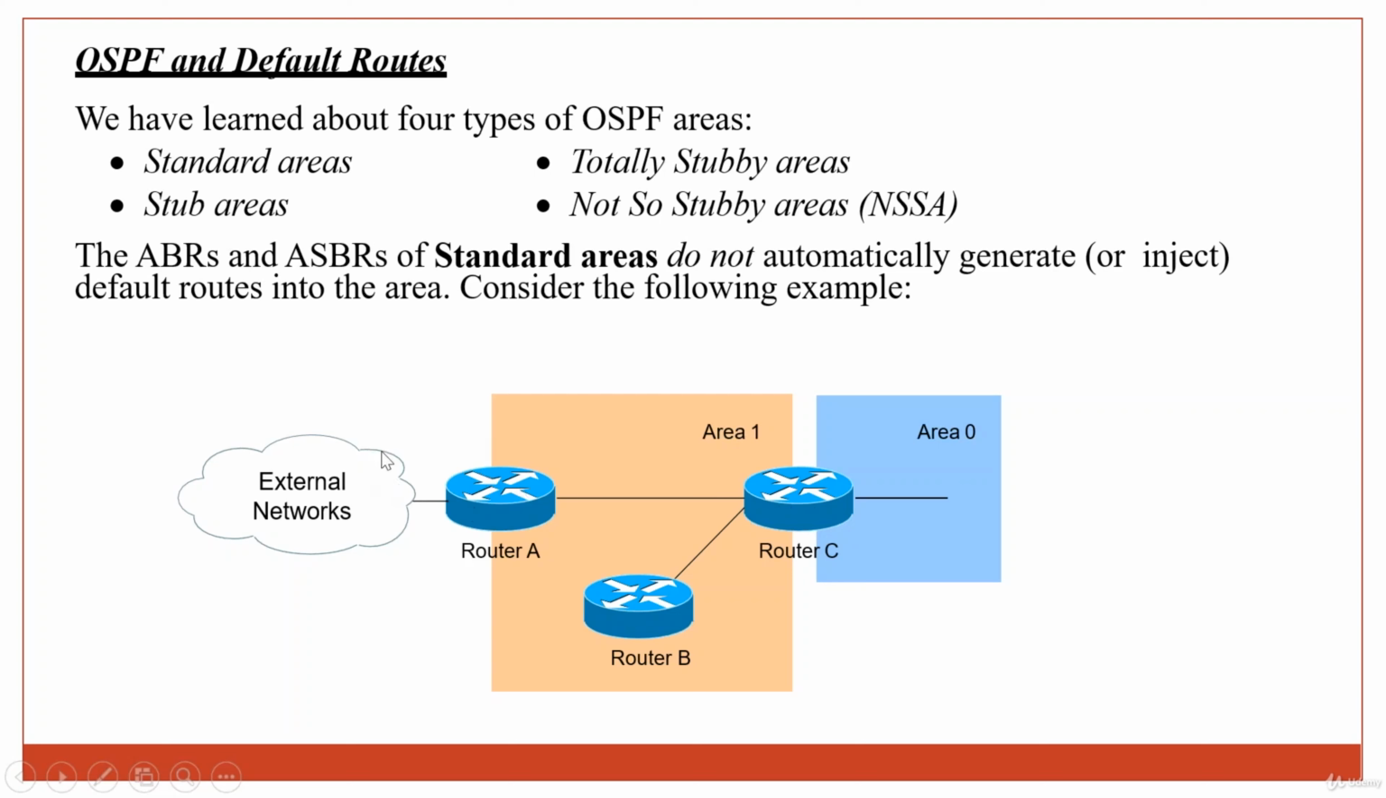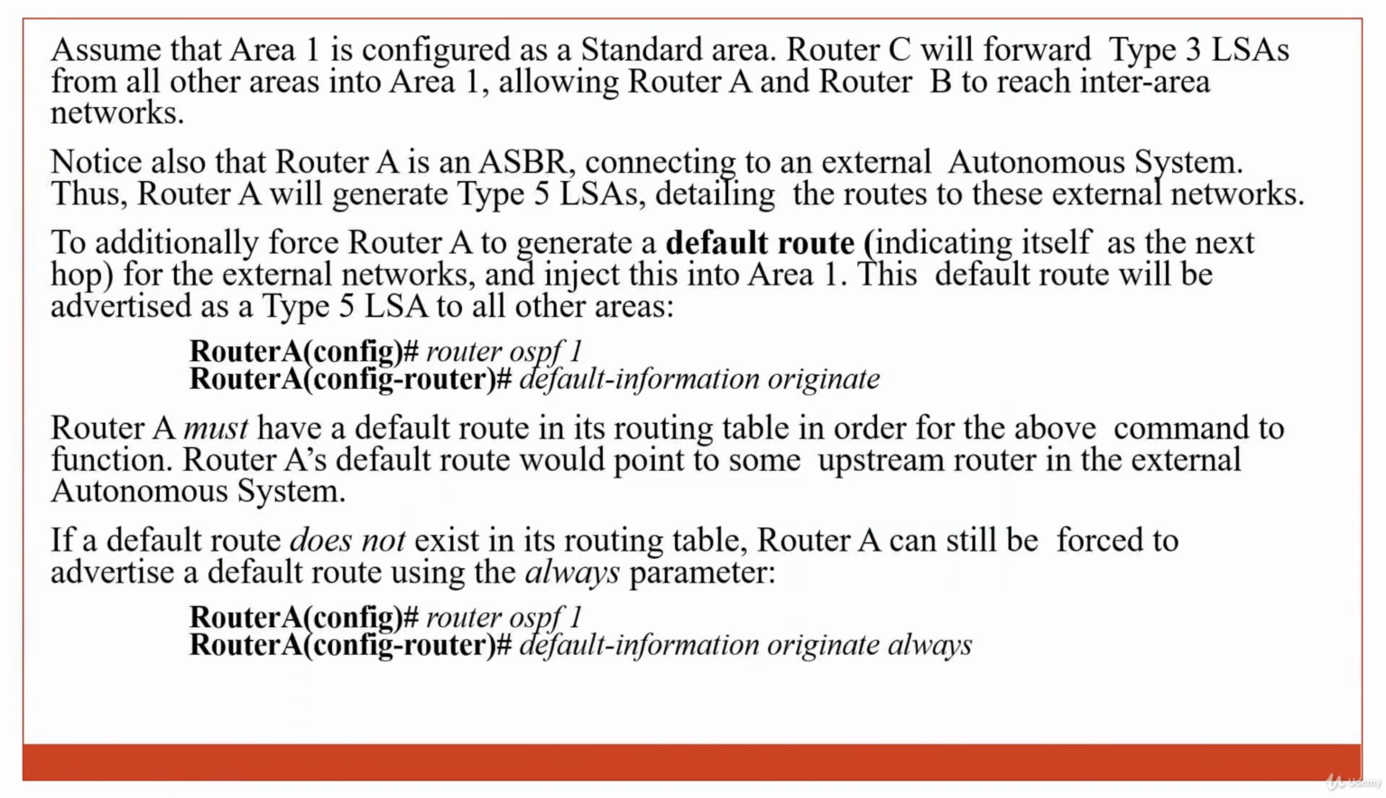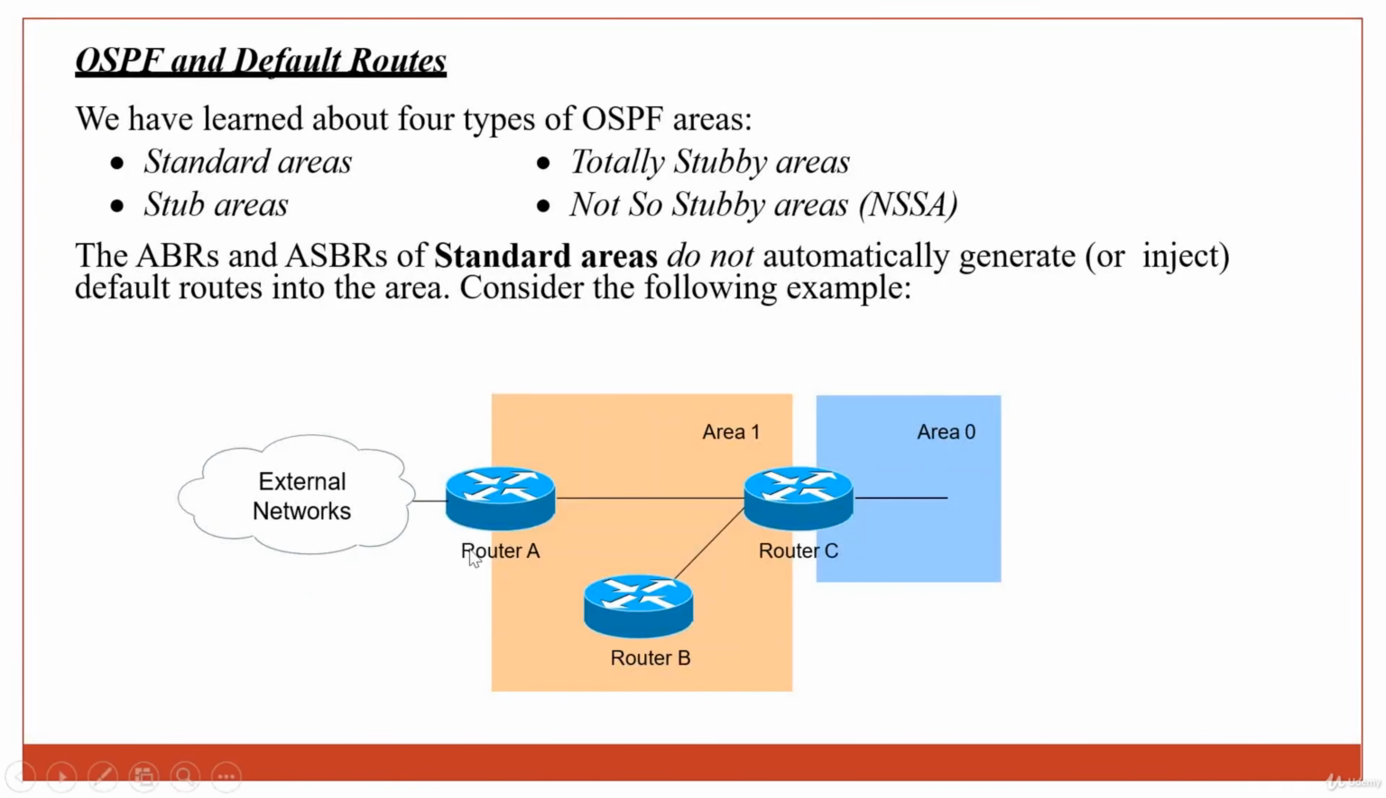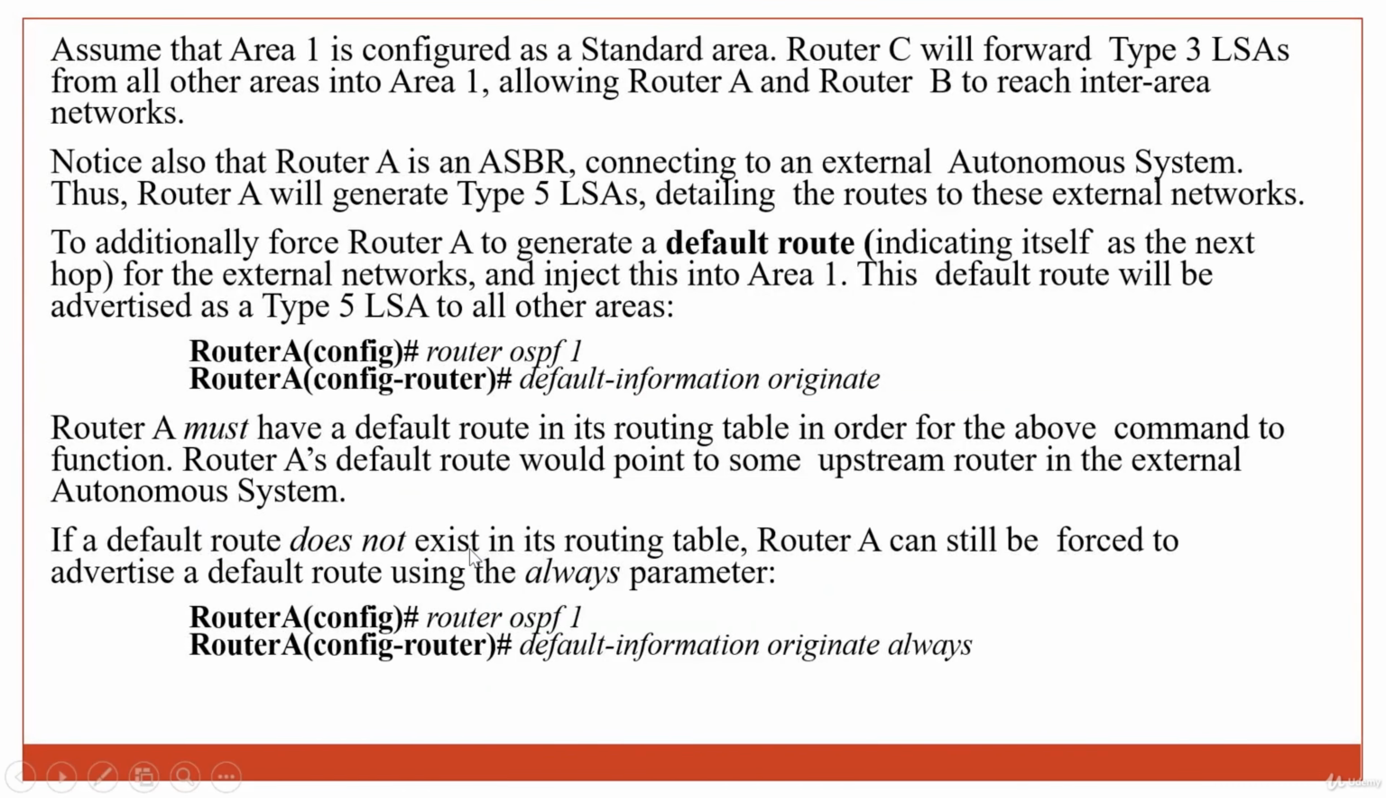So you are getting LSA 5 from router 1, and it will go to router C and then other areas. Likewise, LSA type 3 will go to B and A, and then the external network. At that time, suppose for the external network you want to create the gateway as router A, so we can go and create the default route.